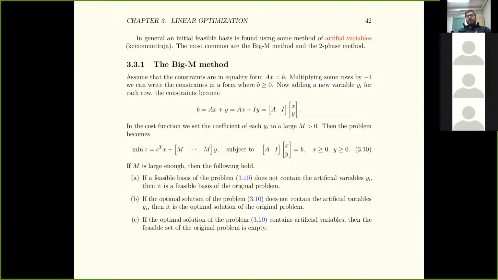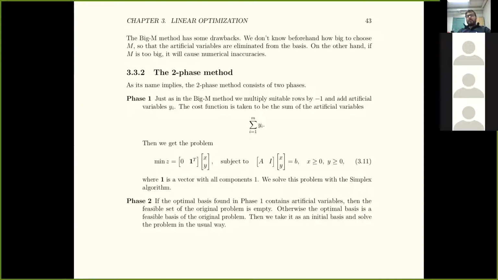Then they should vanish from the problem if we're solving it. If we solve 3.10, this artificially augmented problem, and find a solution that has no artificial variables, then obviously it is an optimal solution also to the original problem. And if the optimal solution to 3.10 does contain these artificial variables, then the original problem doesn't have any feasible solutions. Also, given that b is positive, if the original problem is unbounded, meaning that it can go to minus infinity, then so will problem 3.10. That's not mentioned here, but it is the case.